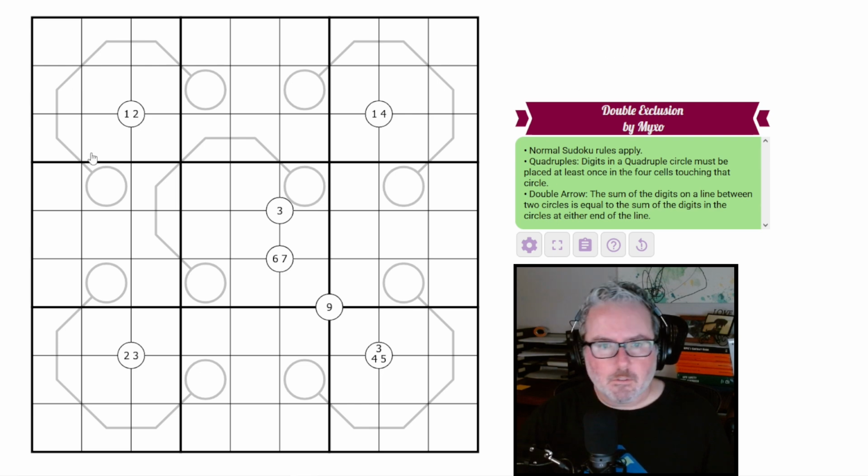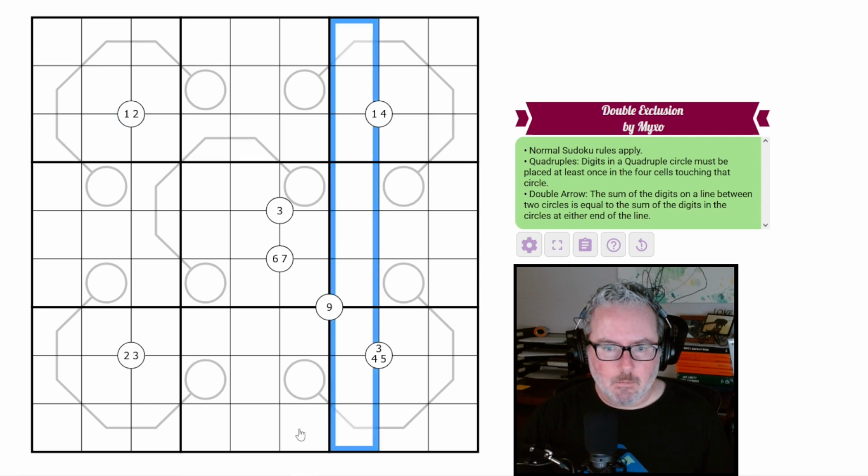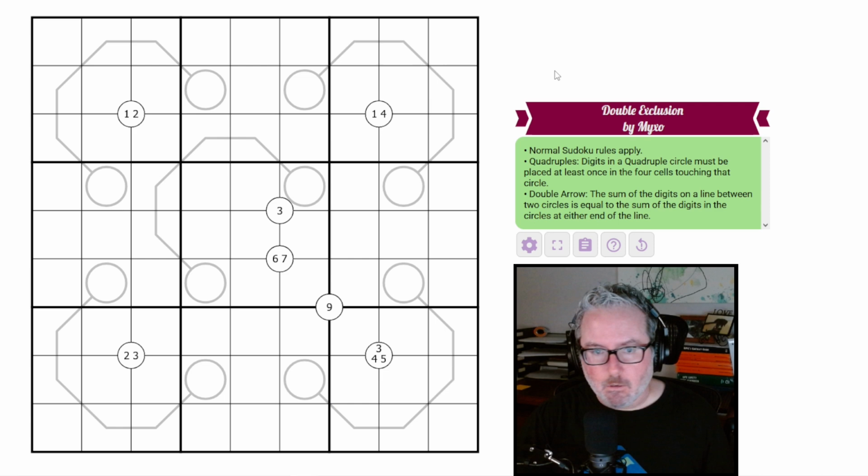We've got normal Sudoku rules, so every row, column, and 3x3 box will contain the digits 1 through 9 once each. We've got quadruples, so digits in a quadruple circle must be placed at least once in the 4 cells touching that circle. So this 1, 4 here means that the 1 and the 4 go in these regions. The 3 here says one of these will be a 3, etc., etc.